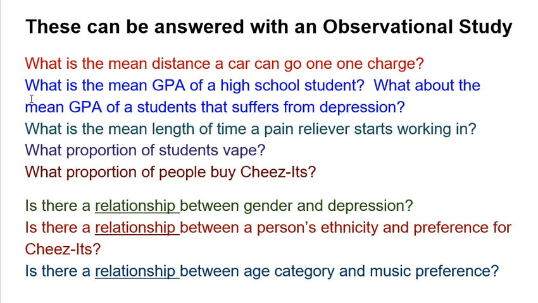What proportion of students vape? Now, that might be something I definitely want to keep anonymous, but I'm just going to ask, hey, do you vape or do you not vape? Just fill out the survey, yes or no. I'm going to leave the classroom, put it in the box in the front of the room, and at the end, I'm going to count up all the yeses, divide by the total. I'm going to get the proportion of people that vape. But again, I didn't manipulate anything. I just observed and asked.